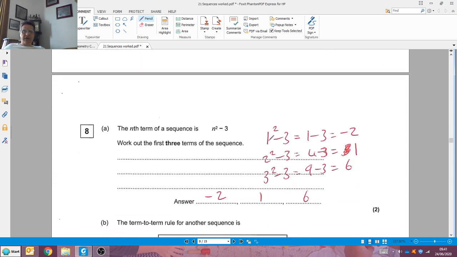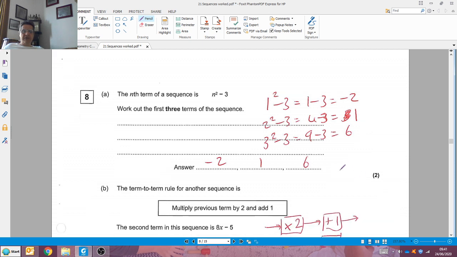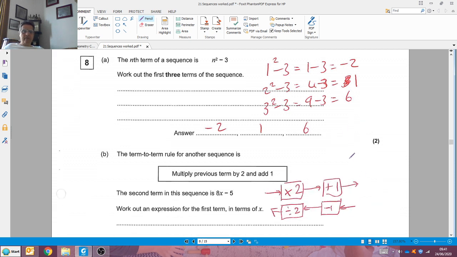Simple sequence, I just did that just to show my working. Got to get the first 3 terms of this quadratic sequence. Well, 1 squared is 1, take away 3 is minus 2, and just do the same for the other 2 and get a couple of marks. Don't know why that's not 3 marks, but anyway.